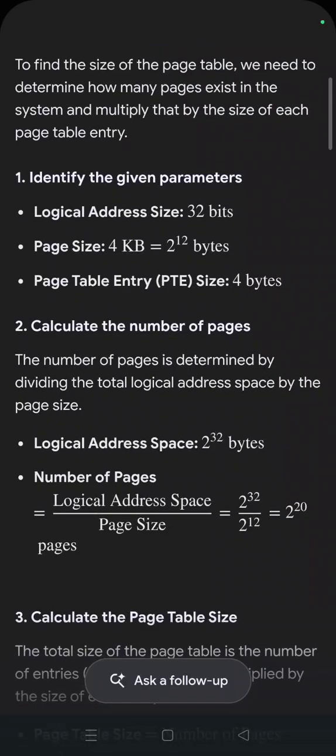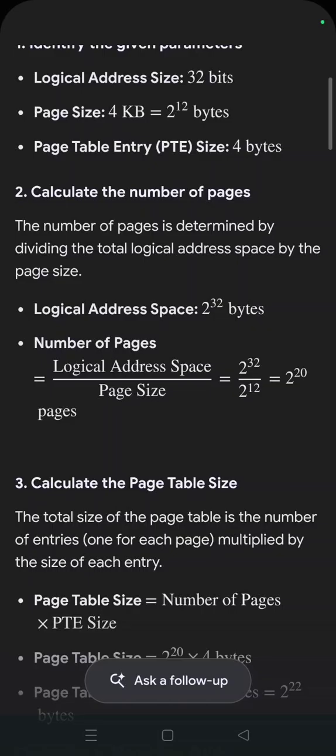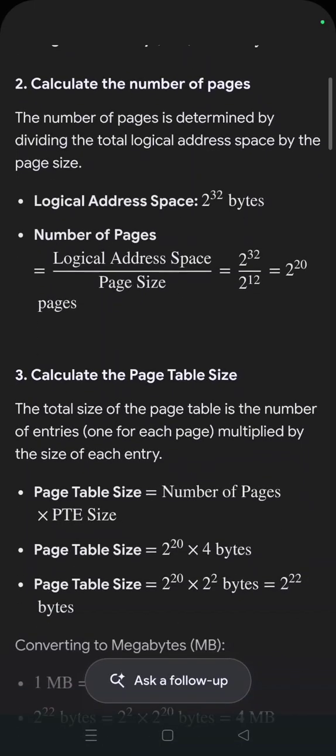To calculate the number of pages: the number of pages is determined by dividing the total logical address space by the page size. Logical address space is 2 power 32 bytes. Number of pages is logical address space divided by page size, that is equal to 2 power 32 by 2 power 12, that is equal to 2 power 20 pages.